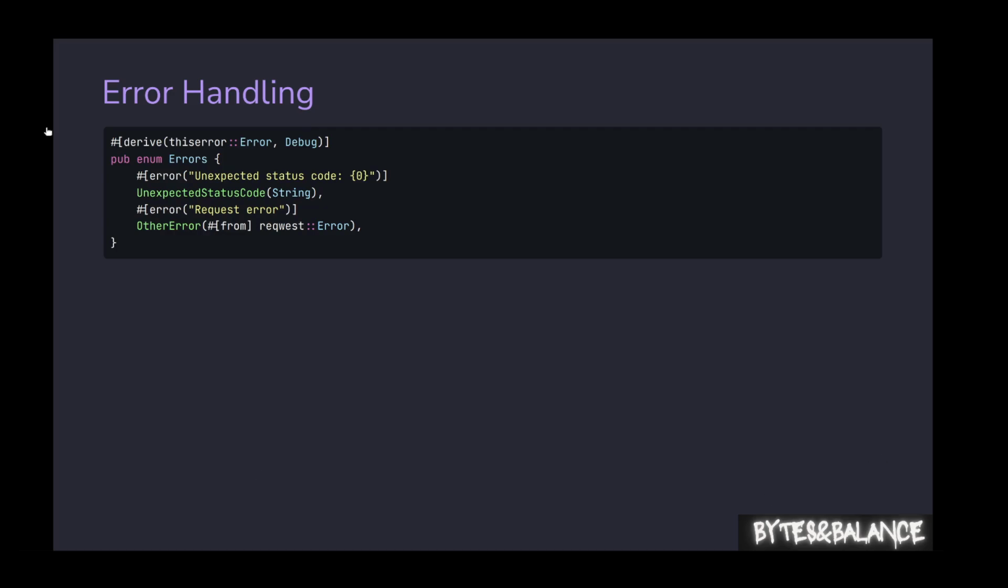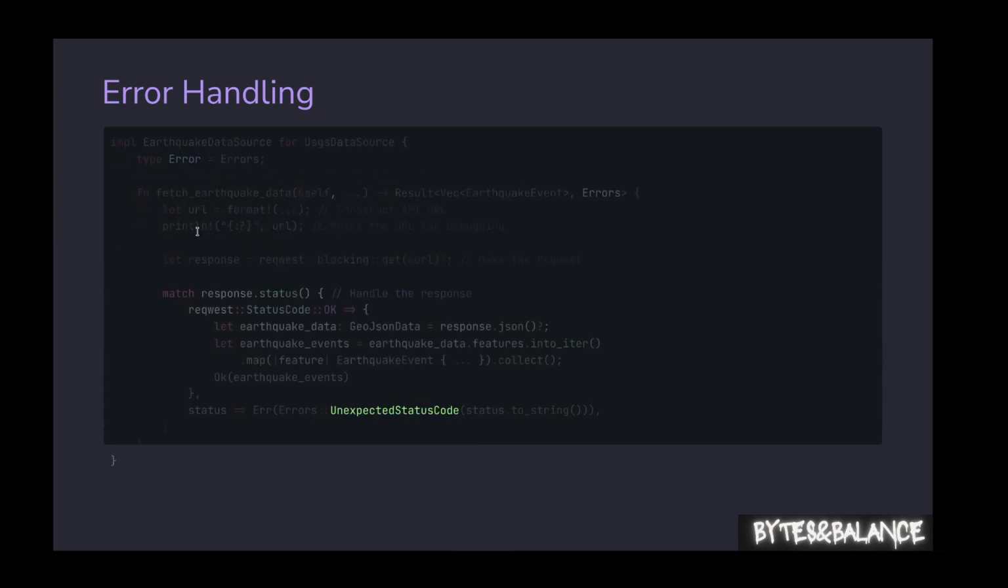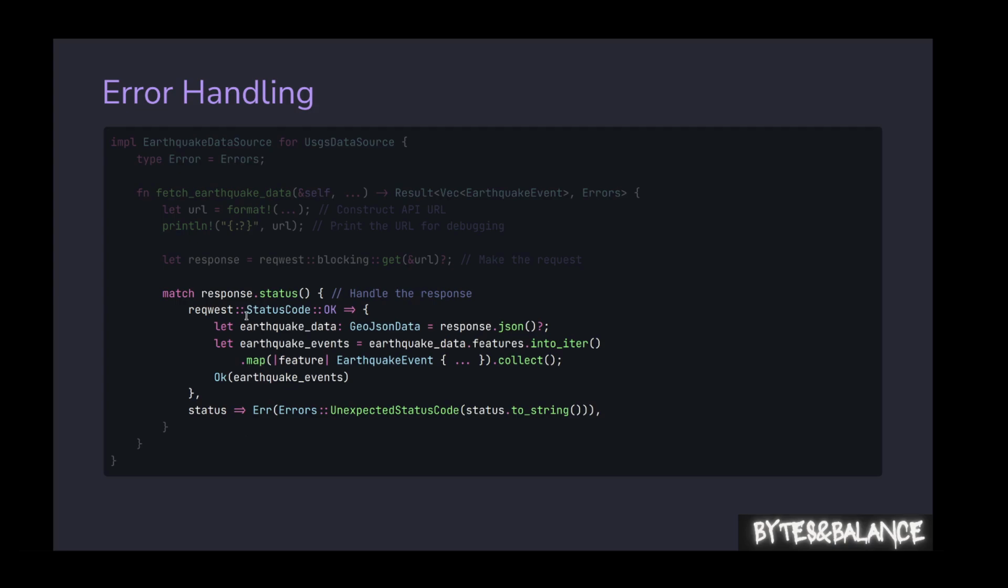So handling the response is actually happening here in this part of the code, where we have the match statement, that we treat or handle when it's okay or when something happened. And then we have the status as a string.